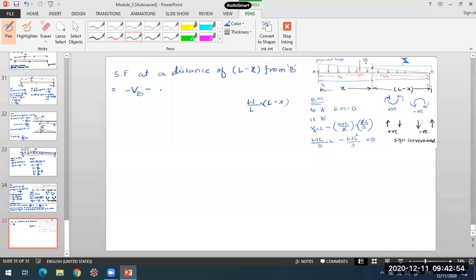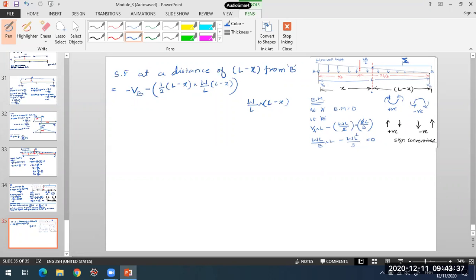What will be the total resultant of this UVL present over here? It will be the area of this triangle, which is present on this L minus x. The height of this triangle we determined is W by L into L minus x. Base of the triangle is L minus x. So minus half into base L minus x into height W by L into L minus x. This is what the shear force is at this section.